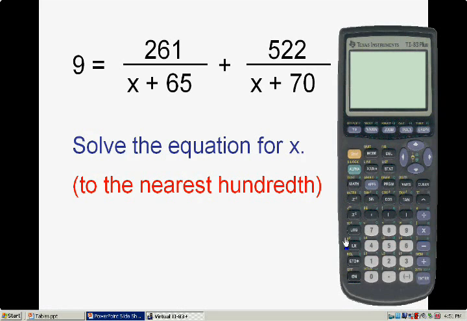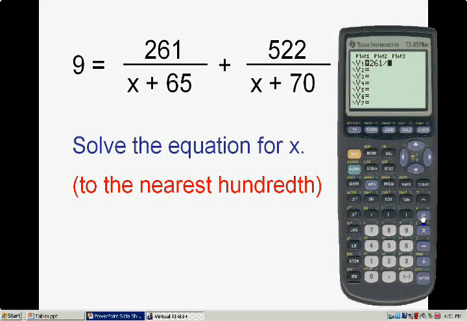First, I'm going to actually insert the right side of the equation in as a function, and basically I'm going to see when that function equals 9. Let's put it in. Y equals, now we have to be careful here because we have fractions. Watch what I do here, please. I'm going to put 261, and I'll use the divided by to create the fraction.